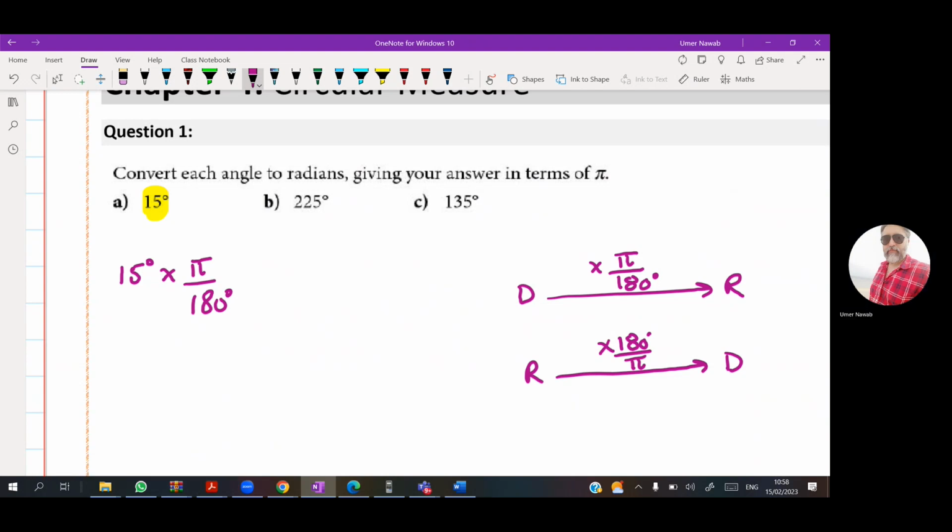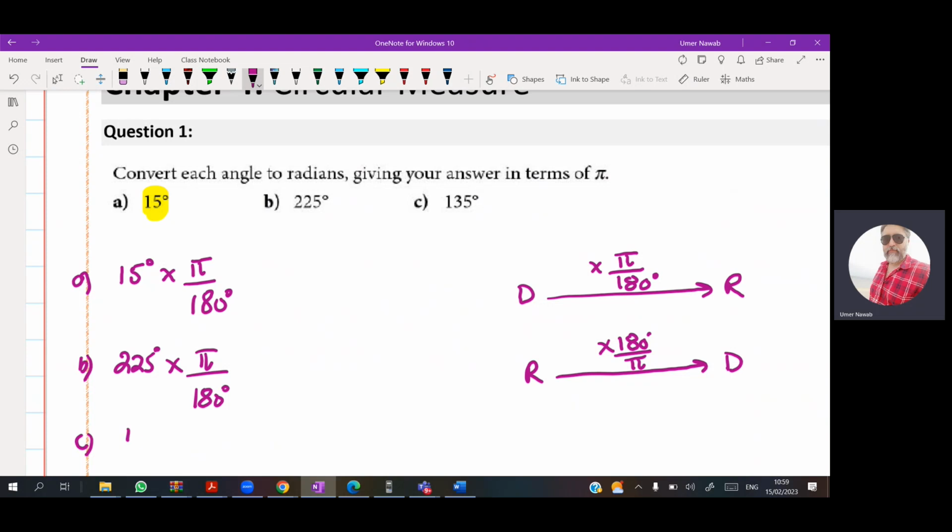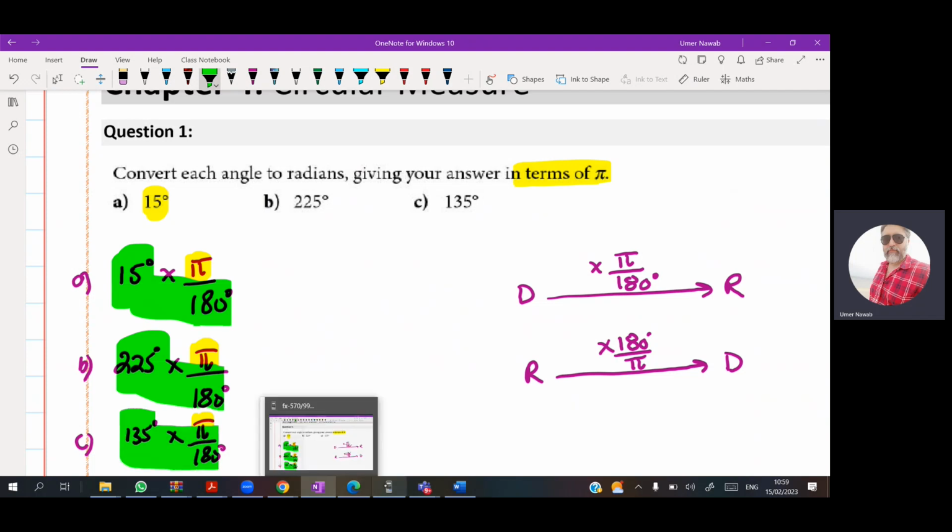So this is the first part. The second part is 225. You need to times with pi and divide it by 180. And the third one, same thing, 135 times with pi divided by 180. As the examiner said, you have to put the answers in terms of pi. So don't touch this pi, keep it as it is, and try to simplify them with the help of calculator.